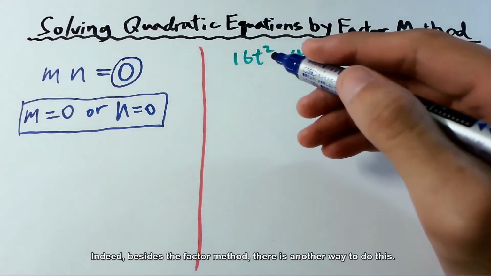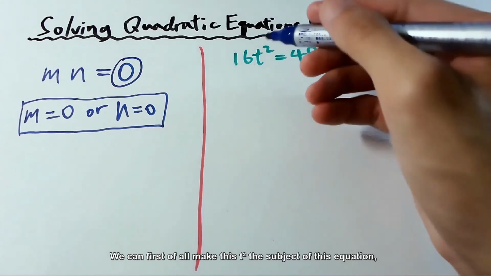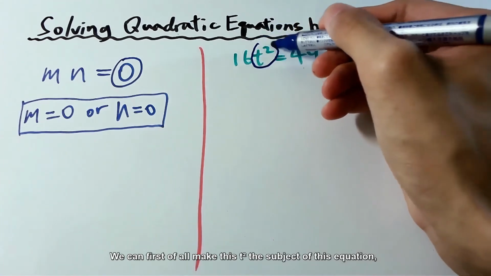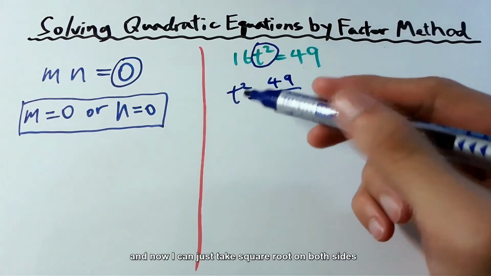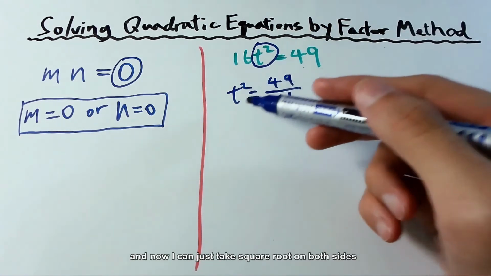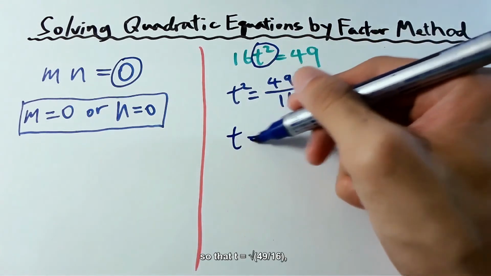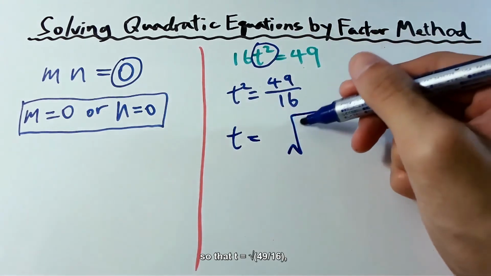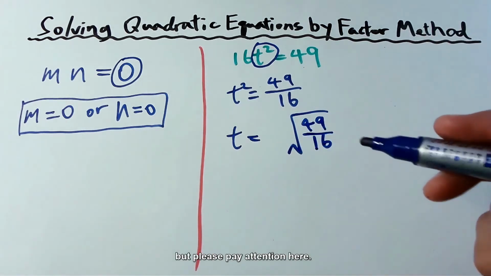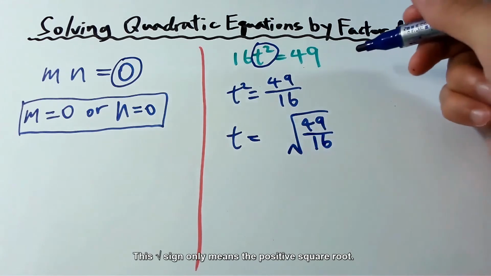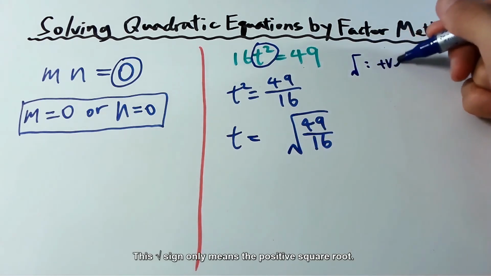Indeed, besides the factor method, there is another way to do this. We can first of all make this t squared the subject of this equation. And now I can just take square root on both sides, so that t is equal to the square root of 49 over 16. But please pay attention here. This square root sign only means the positive square root.